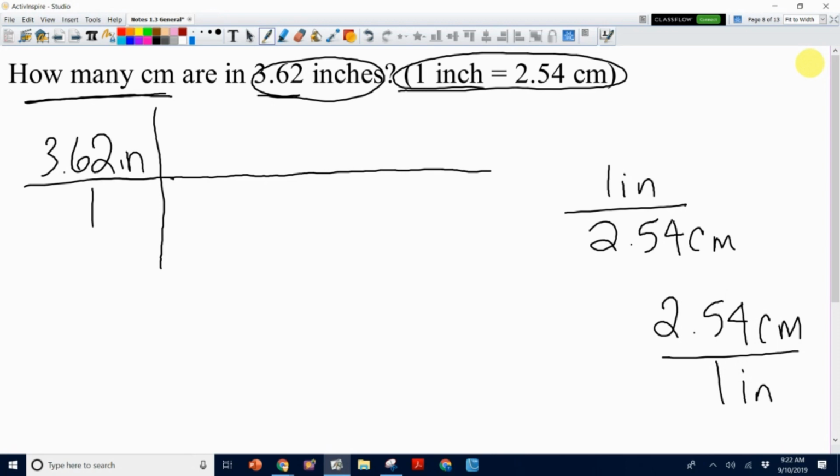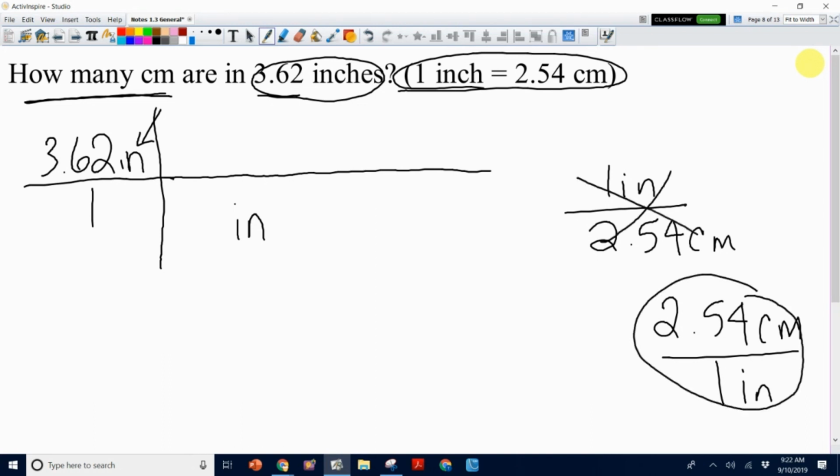I could write it either way. Either way, it's the same thing. One of these I'm going to use and one I'm not. All right, so what unit do I want to get rid of? I want to get rid of my inches because I want to convert that to centimeters. So I'm going to put it in the bottom, force it to cancel out. Question number 3, what unit do I want to convert it to? Well, I want to convert it to centimeters. So I'm going to look for a conversion factor that contains centimeters in the top, and it's this one.